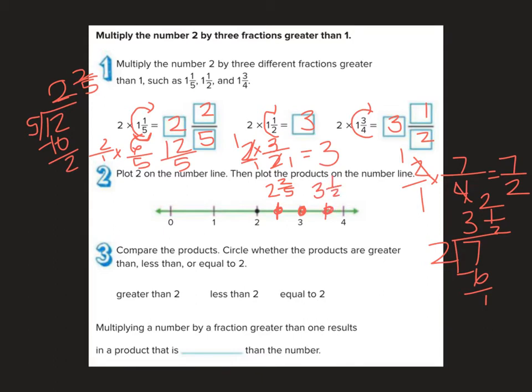Compare the product. Circle whether the products are greater than, less than, or equal to 2. They're all greater than 2, aren't they? When I'm multiplying 2 by a number that is greater than 1, because all these are bigger than 1, not much, but they're all bigger than 1, then I get a number that is bigger than 2. So multiplying a number by a fraction greater than 1 results in a product that is greater than the number.